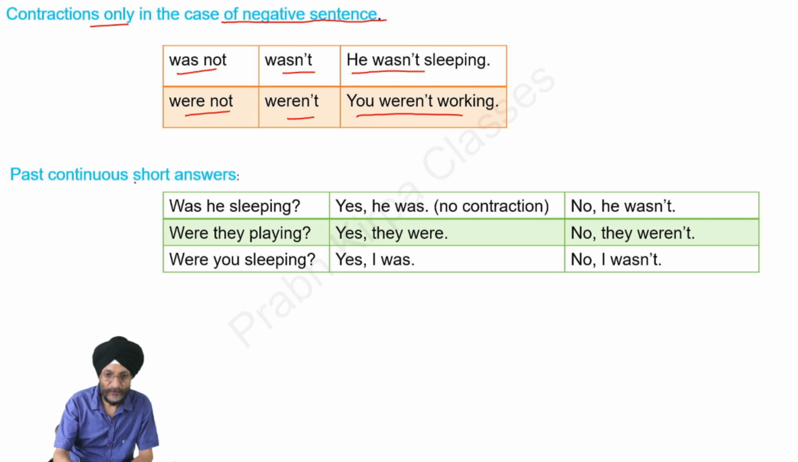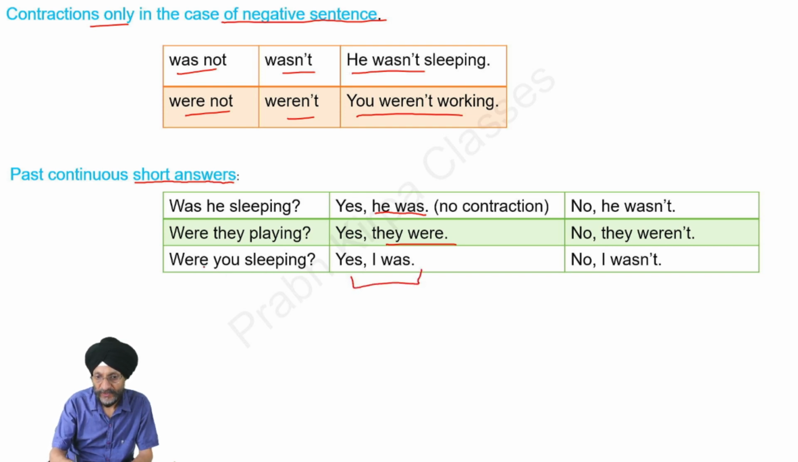There we may also use short answers if anyone puts a question in past continuous. For example, was he sleeping? The answer will be yes, he was. You will see that there is no contraction. Were they sleeping? Yes, they were. Were you sleeping? Yes, I was.